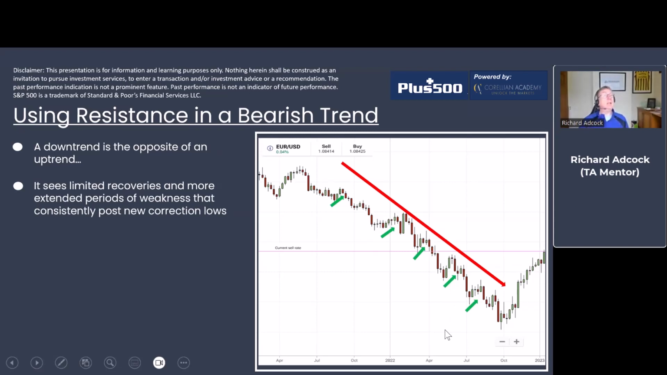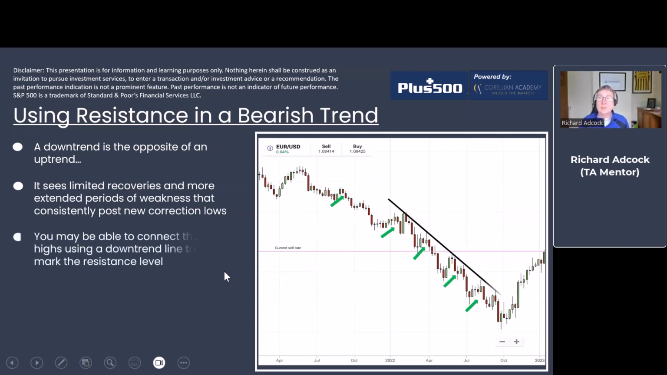So again, it's negative sentiment. It takes less of a recovery to attract fresh selling pressure and to see further downside beginning to develop to extend the ongoing bearish trend to new correction lows. So we consistently see that negative sentiment dominating and forming a pattern of lower highs and lower lows.